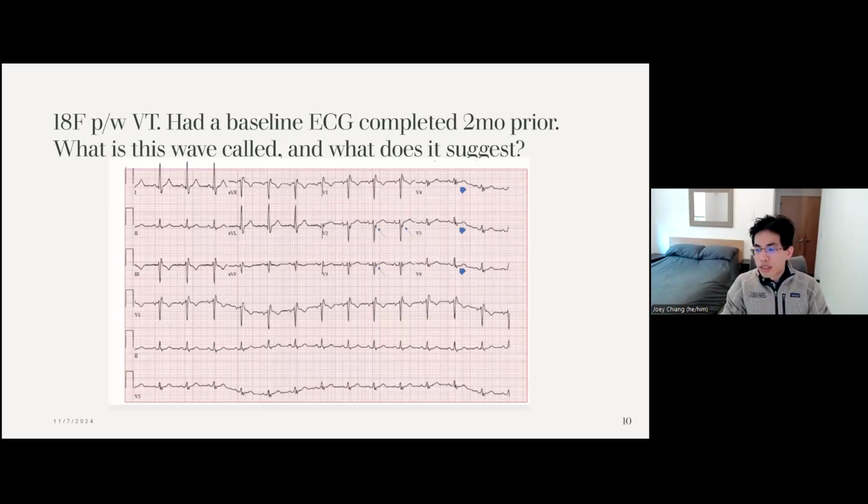So this is another case. I don't have a fun name, but this is an 18-year-old woman here with VT. She had a baseline ECG completed 2 months prior. There is a small abnormality. This is the baseline EKG that we're looking at in the precordial leads. Is anybody familiar with what this abnormality might be that the blue arrows are pointing out and what it suggests?